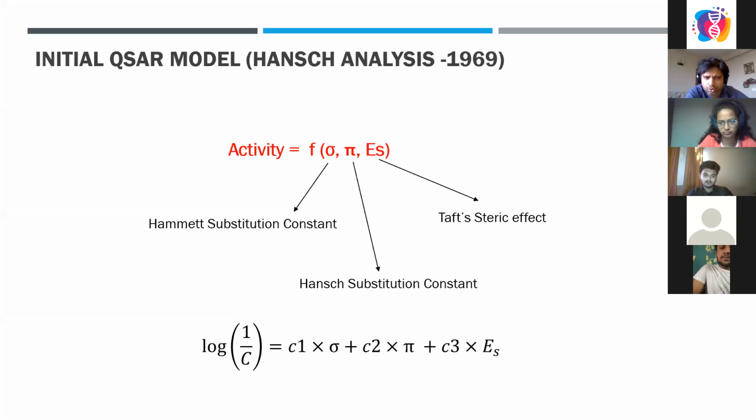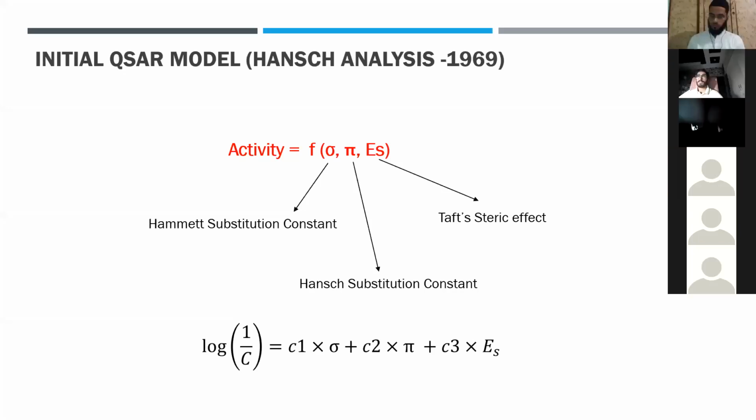One of the features is the Hammett substitution constant. Don't go by the name, just understand it as the substitution constant I described, substituting one functional group with another functional group. Then there is Taft's steric constant. Again, don't go by the name, just the steric effect. And the third one is also another substitution constant. He did experiments on a set of compounds, and he found that there is a direct relationship between the activity of a compound and these three parameters.